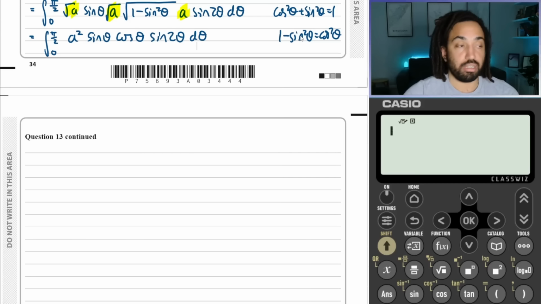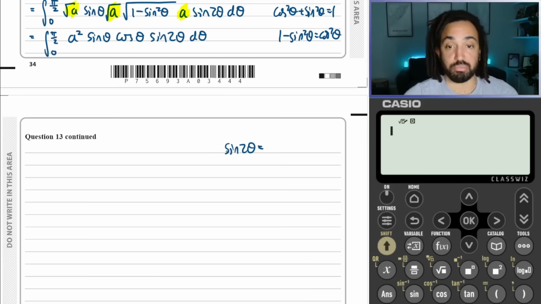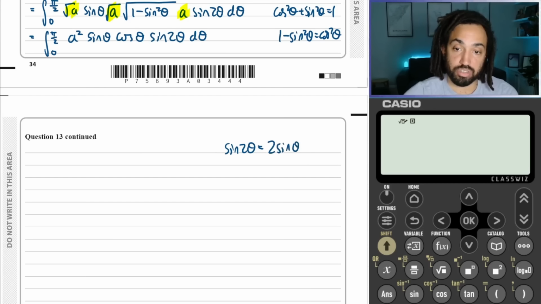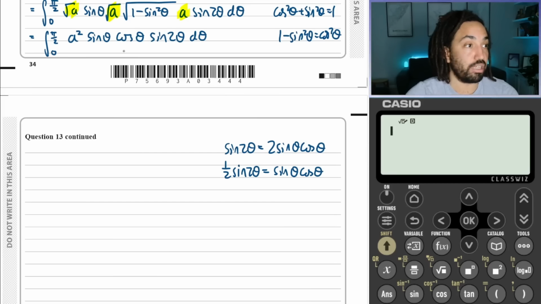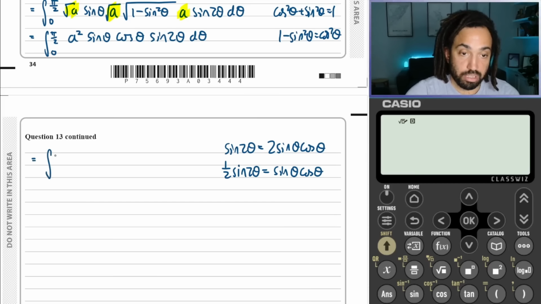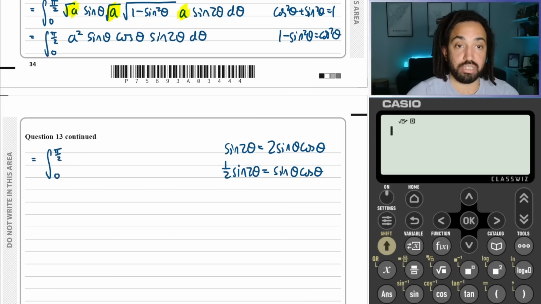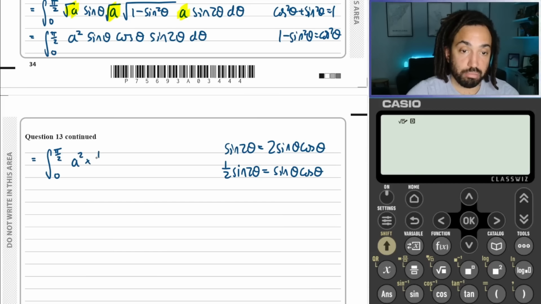Okay, great. Well, what is this? Sine theta times cos theta. Well, we know from our double angle formula that sine 2 theta is 2 sine theta cos theta. So dividing both sides by 2, we get a half of sine 2 theta is equal to sine theta cos theta, which is what we have right here. So this means between pi over 2 and 0, we have A squared multiplied by a half sine 2 theta times another sine 2 theta d theta.